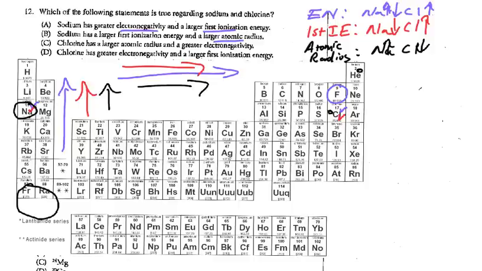Let's look at our answer choices. Sodium has greater electronegativity. No, it does not. Sodium has a larger first ionization energy. No, it does not. Chlorine has a larger atomic radius. No, it does not. So it looks like D is going to be our answer. Chlorine has greater electronegativity. True. And larger first ionization energy. That's true as well. So D is the answer.